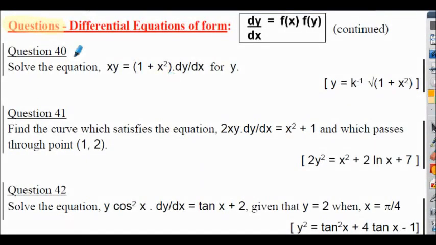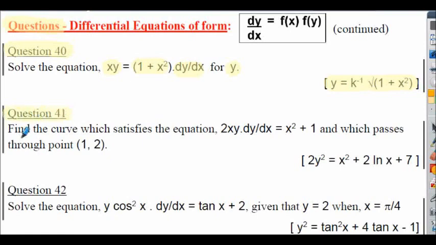Questions continued, question 40 through to 42. Question 40, to solve the equation x times y is equal to 1 plus x squared times dy by dx. I'm going to solve for y. Answer shown on the right hand side. K is a constant here.